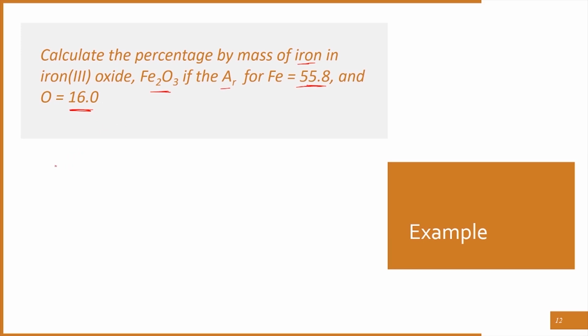Let's first calculate the molar mass of iron 3 oxide. The iron 3 oxide molar mass is equal to 2, because we have 2 iron atoms, multiplied by the relative atomic mass of iron 55.8, and 3 oxygens multiplied by the relative atomic mass of oxygen 16.0, equal to 159.6 grams per mole.